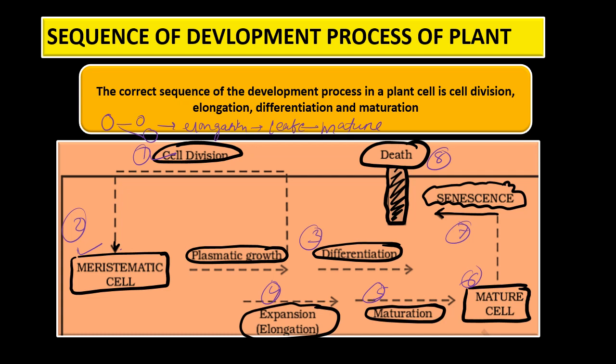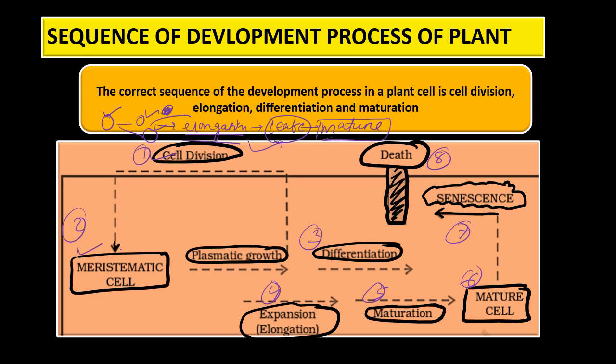The major sequence of the development process of a plant: first is the cell. This cell divides, and after division it elongates, known as the elongation process. After elongation it differentiates. Let's consider this is a leaf stem cell. It first divides, after division elongates, after elongation differentiates into a leaf, and then the leaf matures. So this is the process.